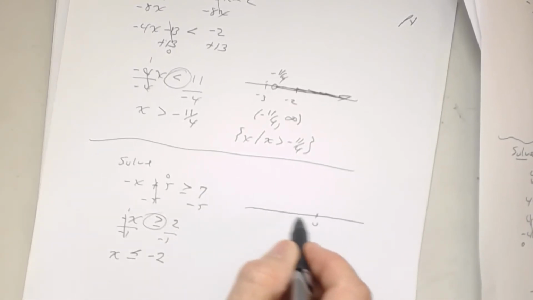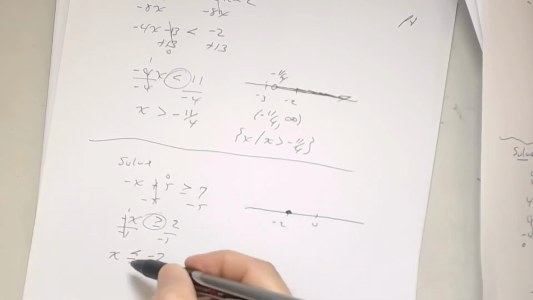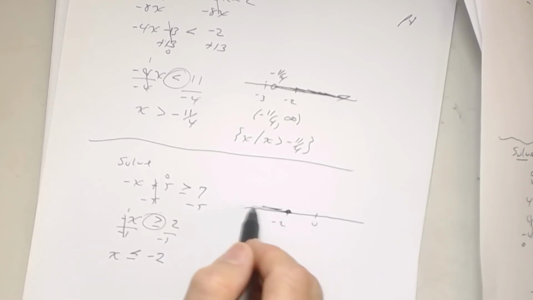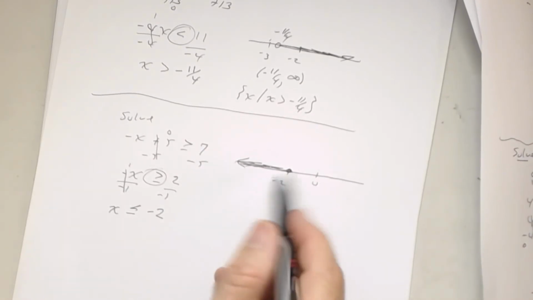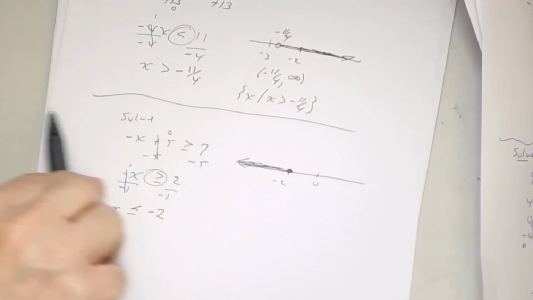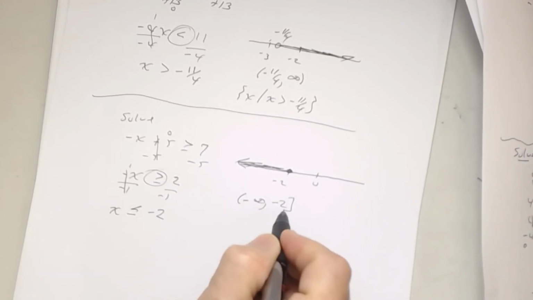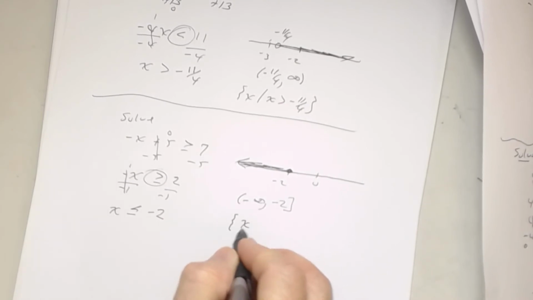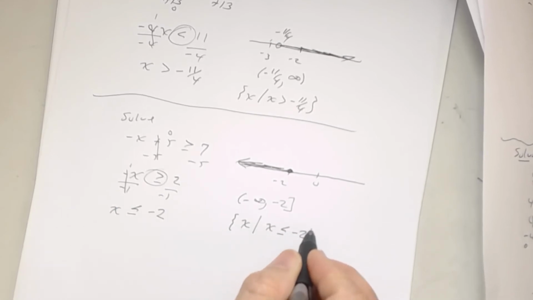On the graph, if this is 0 and this is -2, open or closed circle? Closed, because of the equal sign. Going which way? To the left. So I want all the numbers that are less than or equal to -2. Don't forget to draw your arrow. Interval notation, you go from small to large. Negative infinity with parentheses, -2 with a bracket. Set notation, brace, x, such that x is less than or equal to -2.